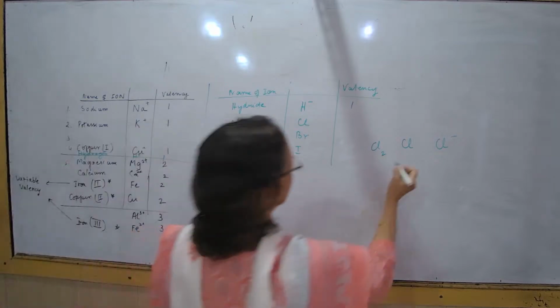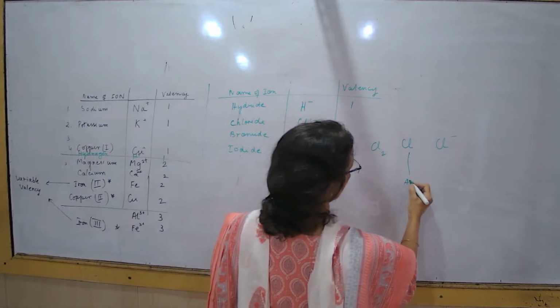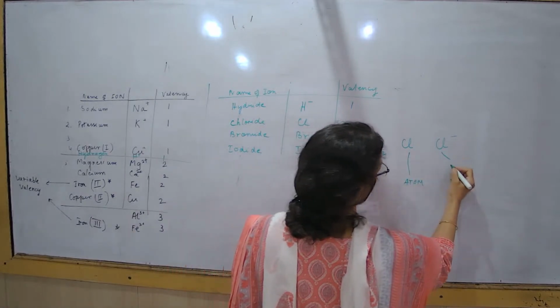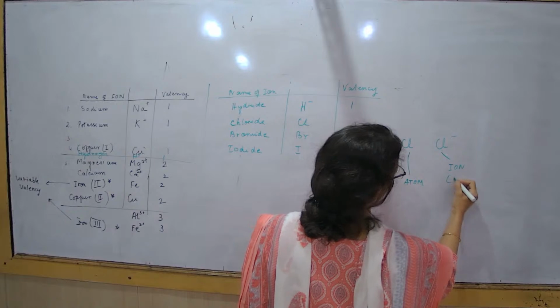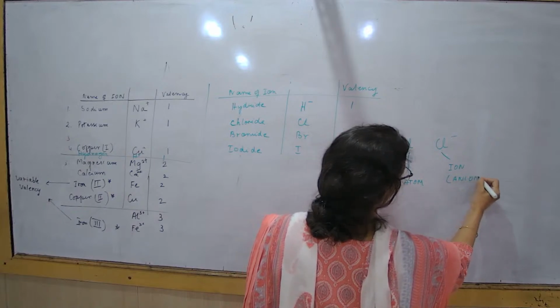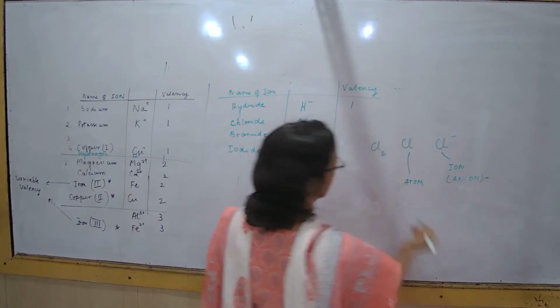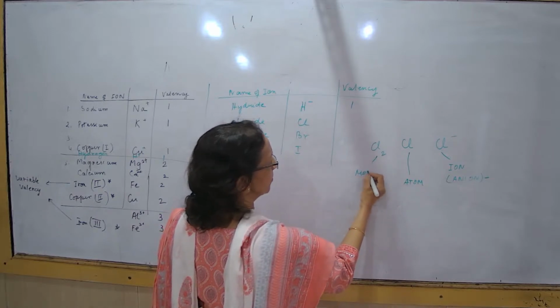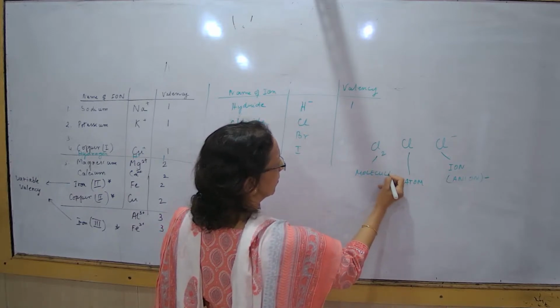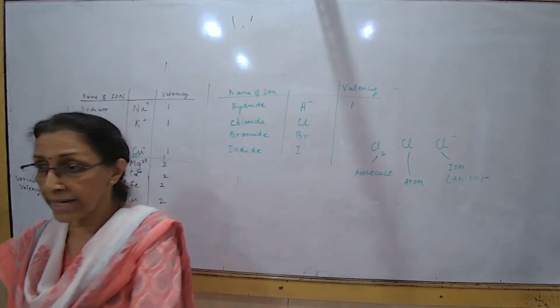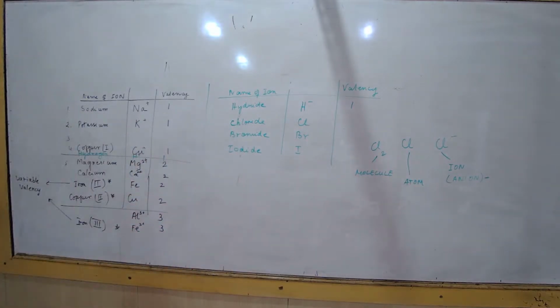So what will you write for this? This is an atom. This is an ion. What ion? It is an anion because it's negatively charged. And this is a molecule, Cl2. You have to write this. Don't write it in the chart, just write it somewhere else. This is for you to remember.